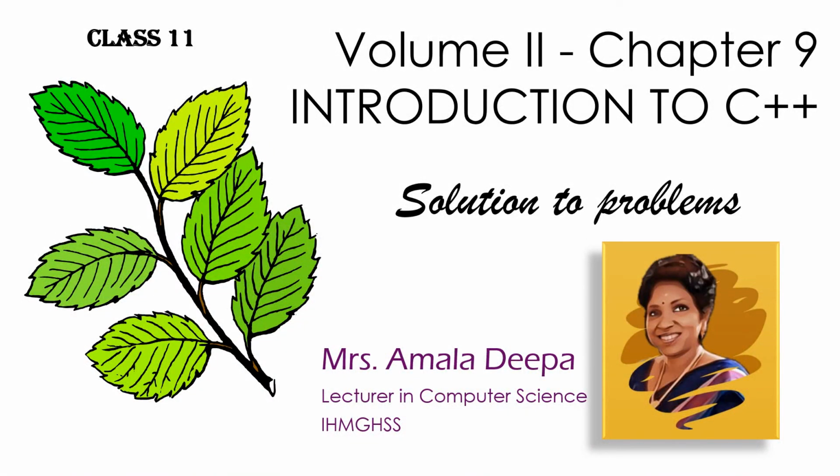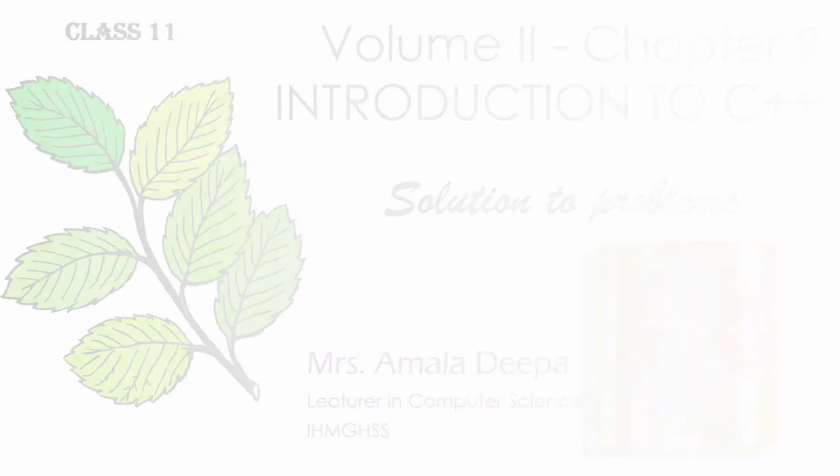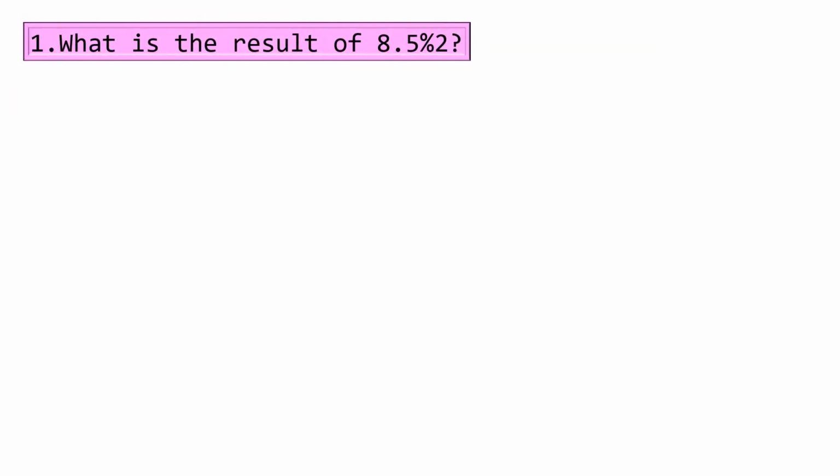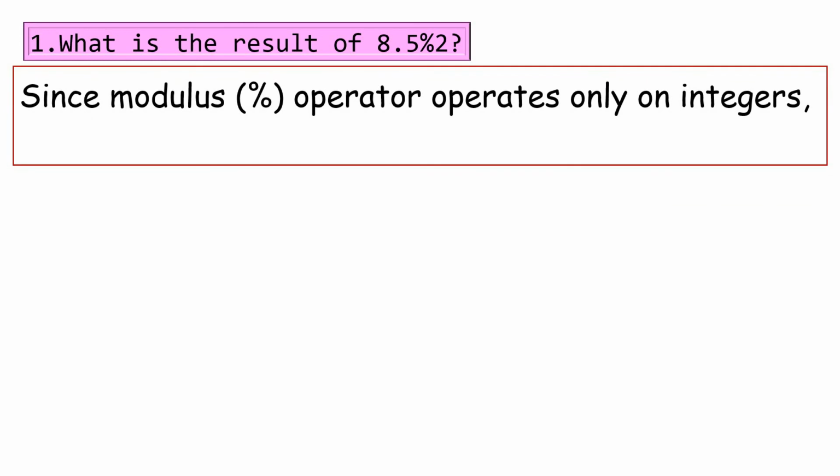The first question is, what is the result of 8.5 modulus 2? In this expression, 8.5 modulus 2, the numerator 8.5 is a float value. But you should remember that the modulus operator operates only on integers. That is, both the numerator as well as the denominator should be integers. So the answer to this question is, since the modulus operator operates only on integers, the compiler throws an error.